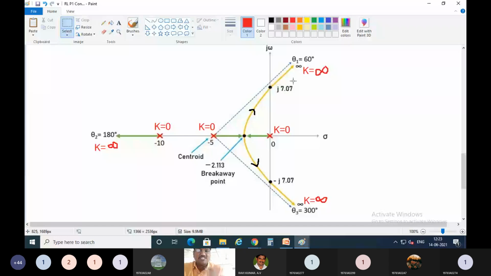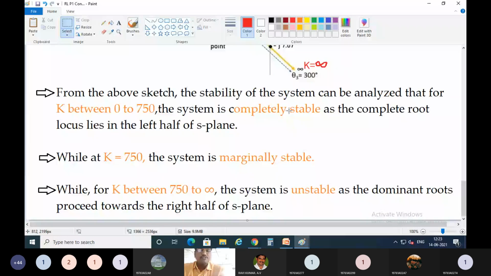So this is the prediction of stability. For what values of K it should be stable, for what values of K it should be marginally stable, and for what values of K it should be unstable, you are going to predict. Is it clear?